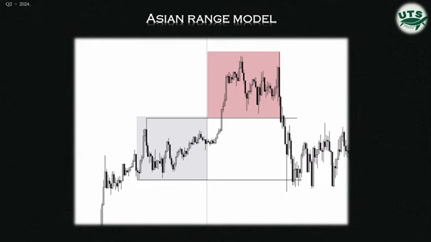So price ranges, you got price ranges, you got time ranges. This is a timed range, right? So from 8 p.m. to midnight, New York time, that's the range I'll use to measure what happens. Do we break out? Do we turtle soup one side? What happens, right?